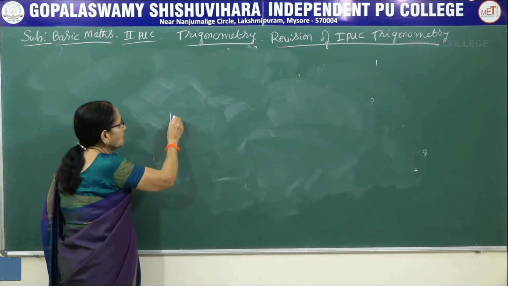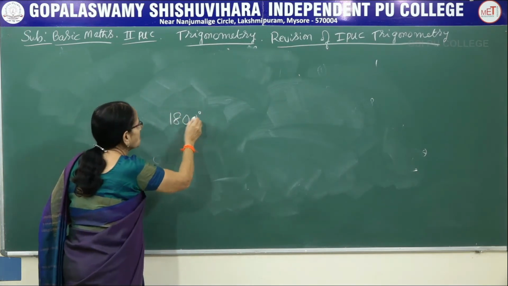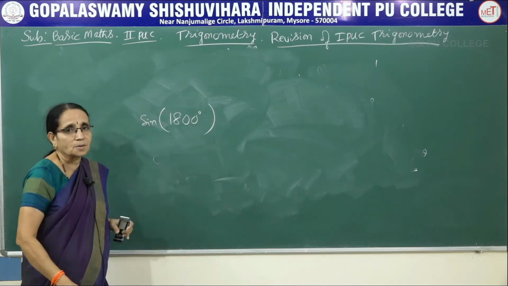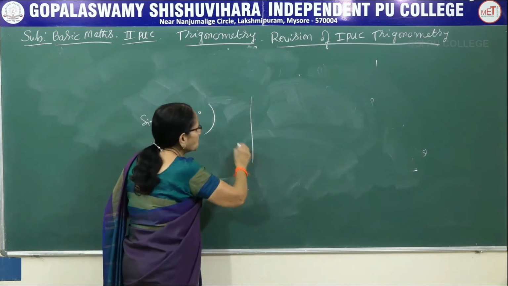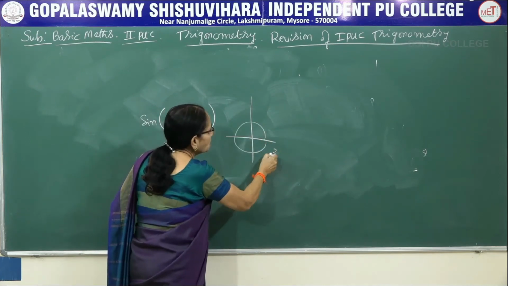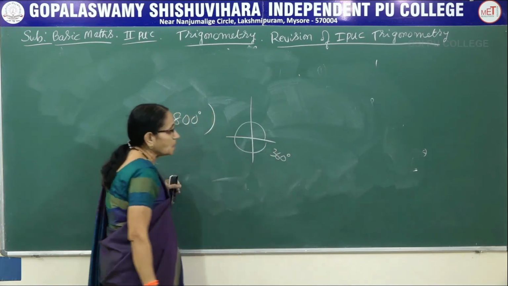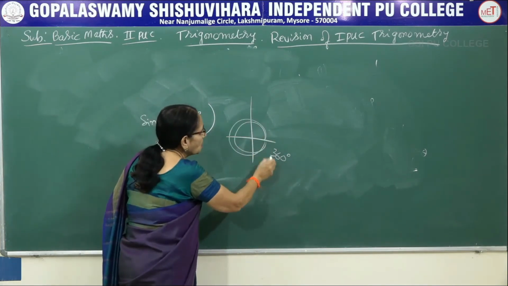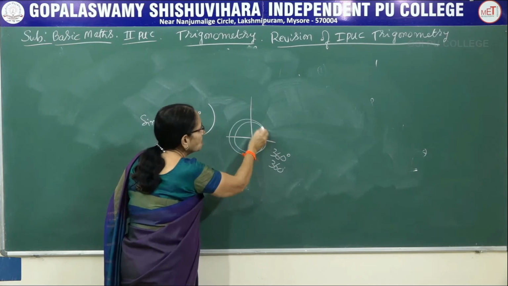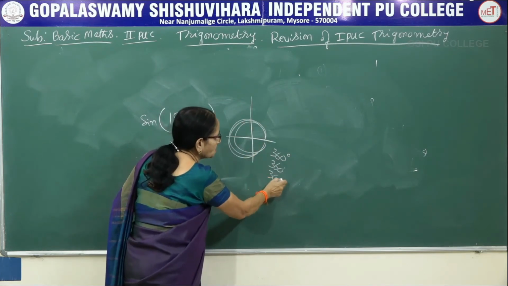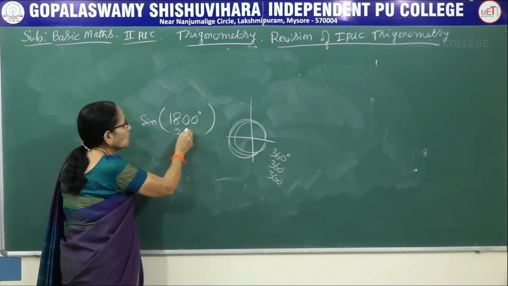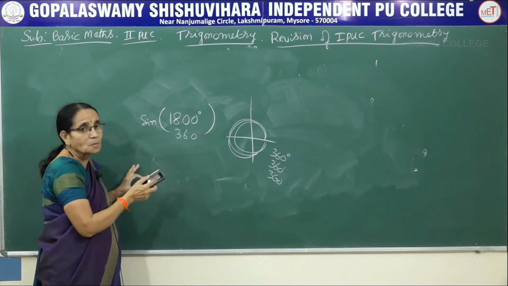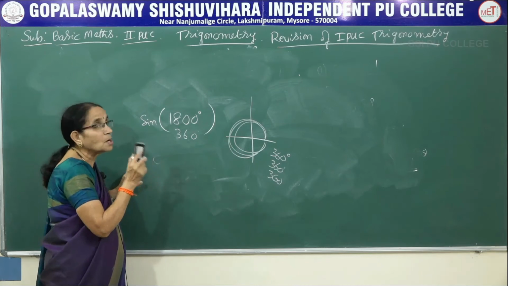Suppose the angle is, say, 1800 degrees. Suppose I want to find sine of 1800 degrees. As you know, after completion of one round, we will be covering 360 degrees. Now, if you go one more round, it would be another 360. If you go one more round, another 360. So each time you have to go on subtracting 360, 360 like that. The easier method of subtraction is, as you know, division.